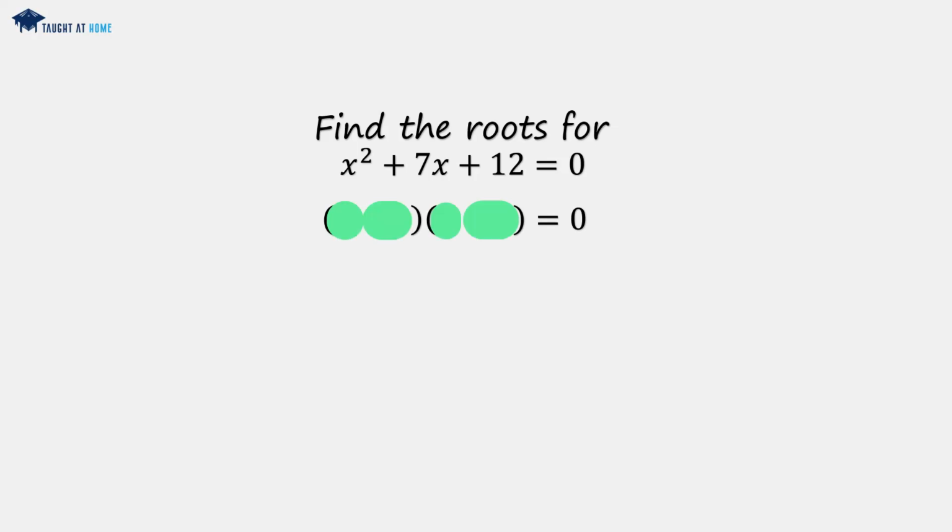We're going to have two sets of brackets, and in each bracket we're going to have an x term. And now what we need to do is find the values for which you multiply them to give 12 and you add them to give 7. So the factors of 12 that add to give 7 would be 3 and 4. And now we can find what values of x would make this whole function equal 0.